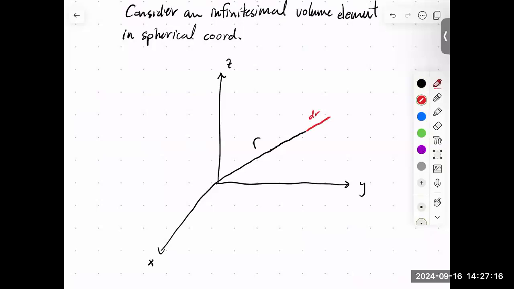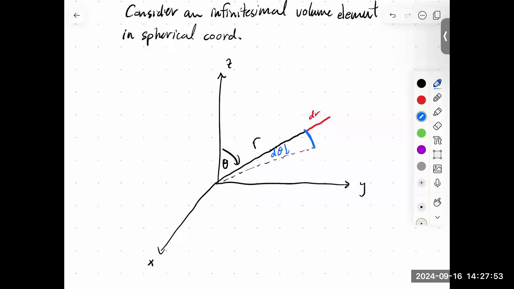Okay, that's fine. Then we have our angle theta. Now we're going to take a little step in angle d theta. So we're going to go from theta to theta plus d theta. And if I do that, I'm going to get this new radial line that's going to sit over here. And inside, we're going to have our d theta displacement. And that's going to bring this edge of our little volume element.